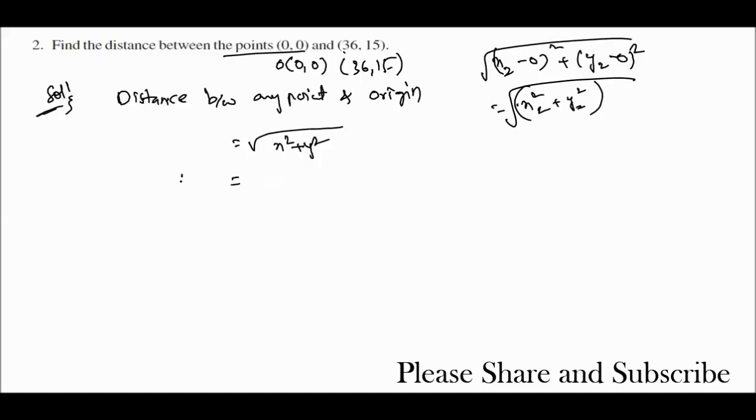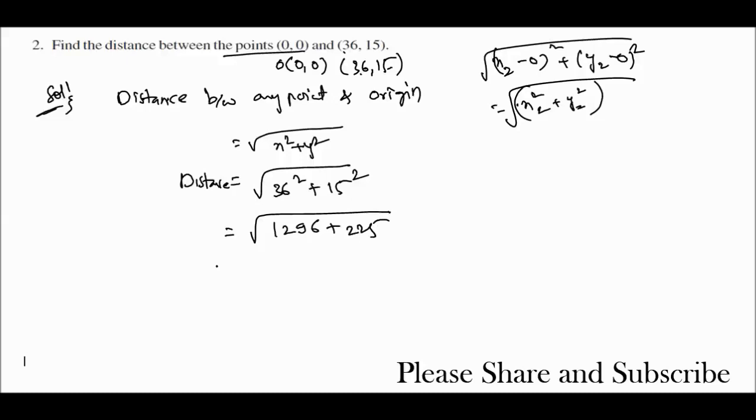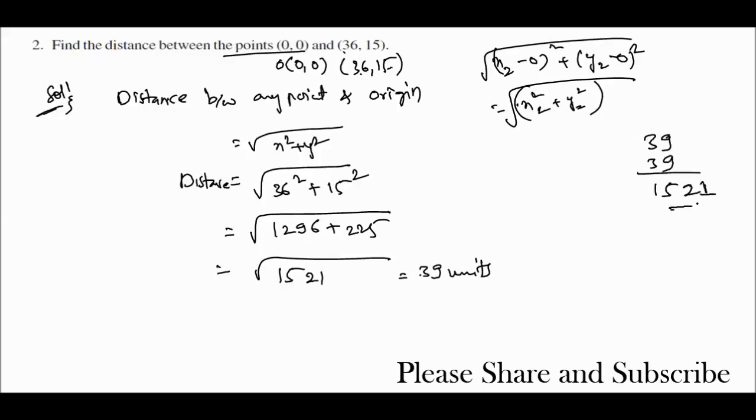So distance is equal to the square root of x square, which means 36 square, plus y square, which means 15 square. So how much will 36 square come? 6 sixes are 36, 6 times 6 is 36, 36 times 36 is 1296. Plus 15 square is equal to 225. If you add them, how will it come? 1521 will come. The square root of 1521 will become 39 units. So please remember this. This is the answer.